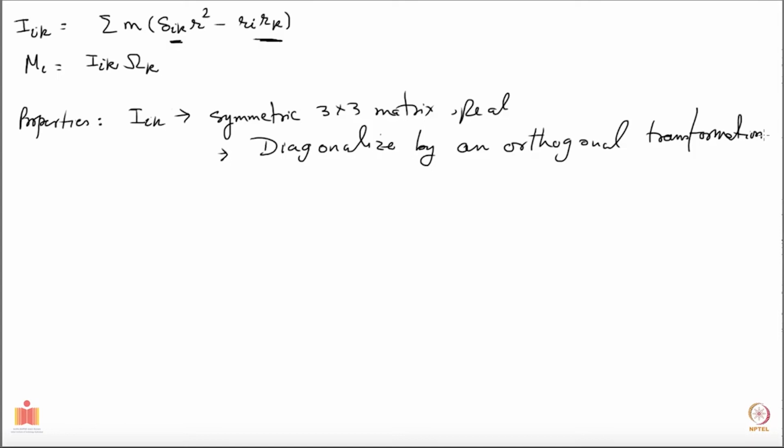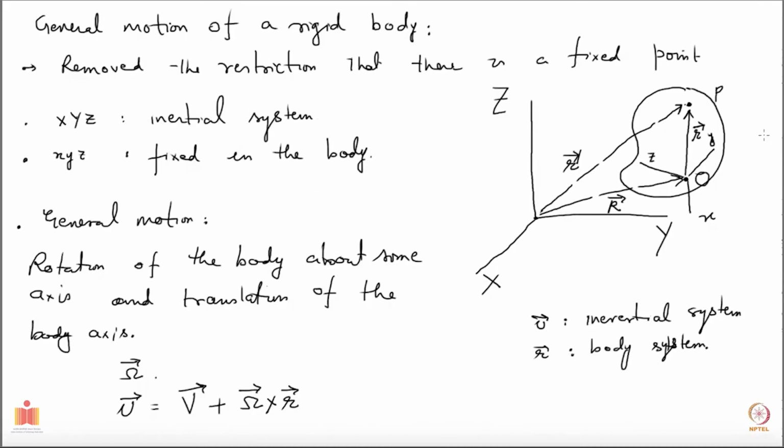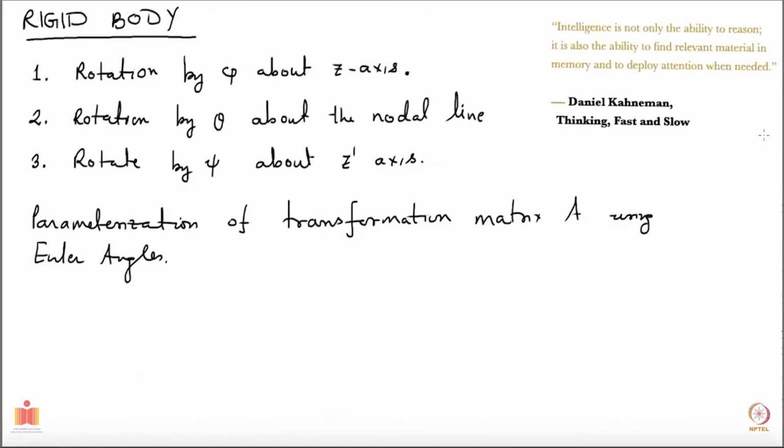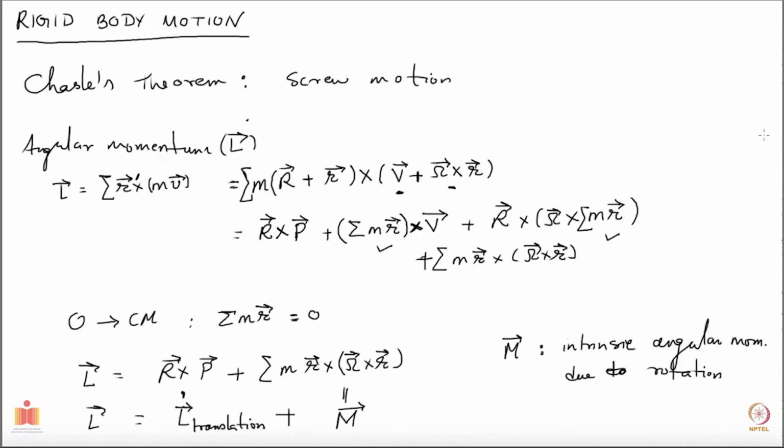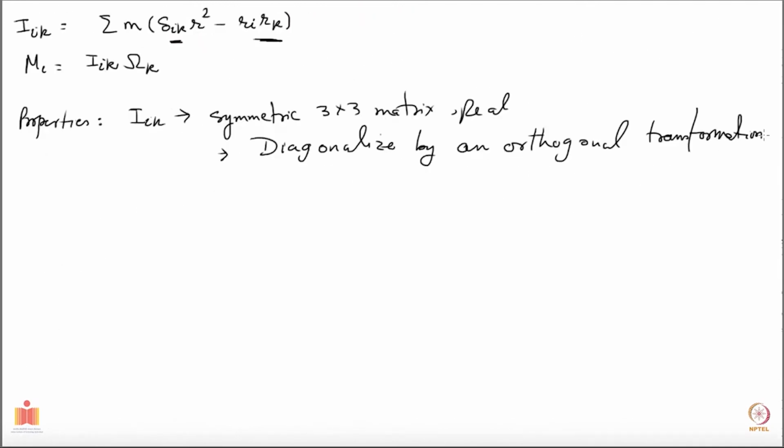Let me go back, I wanted to show that quote again which I wrote down. I found this very nice quote somewhere. Let me read this out. This is one of my very favorite books. "Intelligence is not only the ability to reason, it is also the ability to find relevant material in memory and to deploy attention when needed." So the relevant material at this moment is that this is a symmetric matrix and it is diagonalizable by an orthogonal transformation. And this is what we encountered when we were looking at oscillations. So we'll come back to this again.